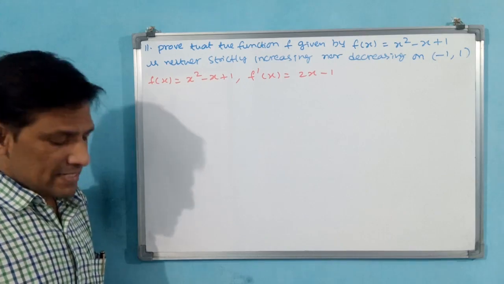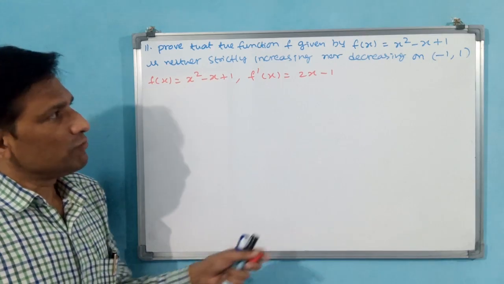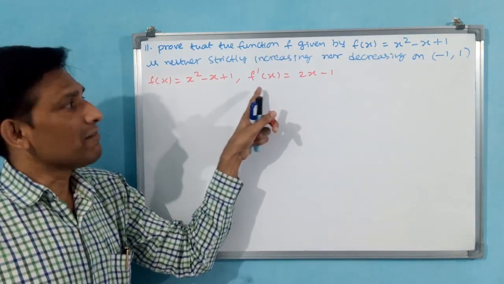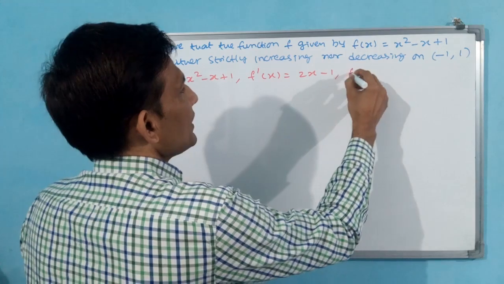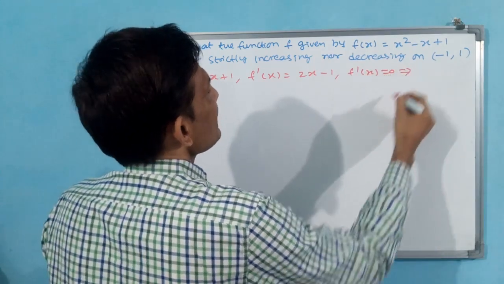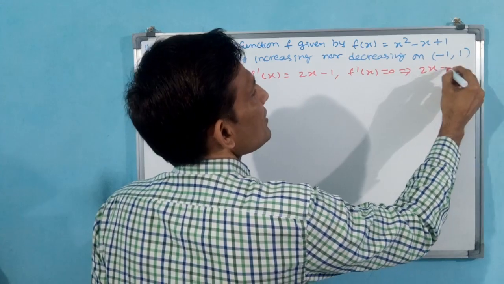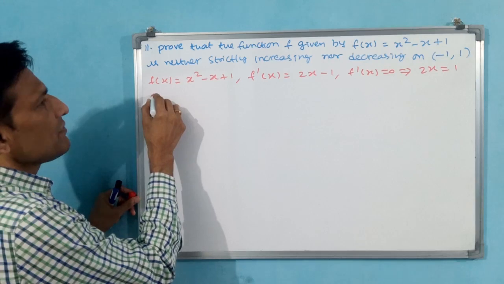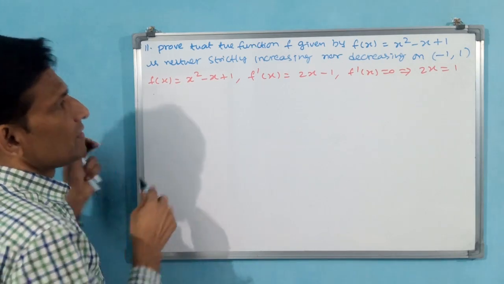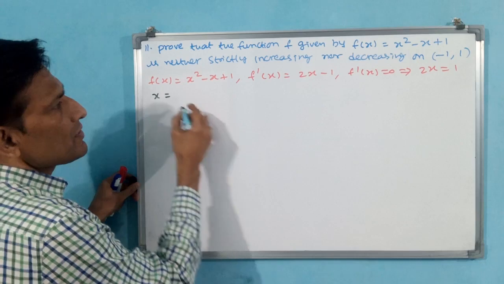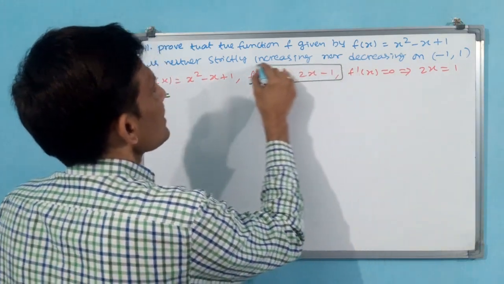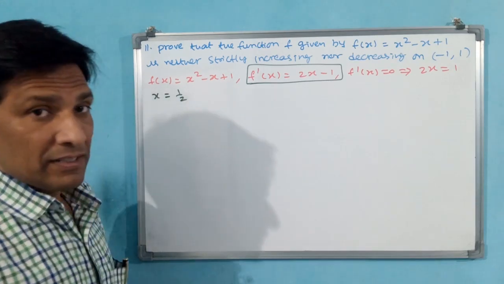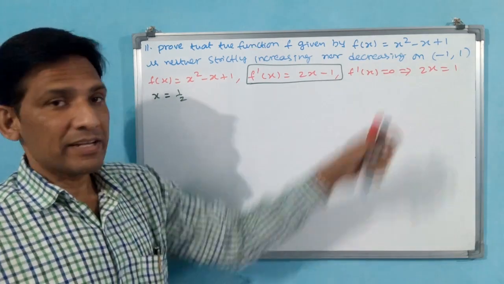Now, for finding the intervals, they have given an interval, but we have to find the original interval by making this 0. Write down f dash x is equal to 0, which implies 2x minus 1 is equal to 0, so 2x is equal to 1. Then x is equal to 1 by 2. That means not 0 but the 1 by 2 area you have to see here.